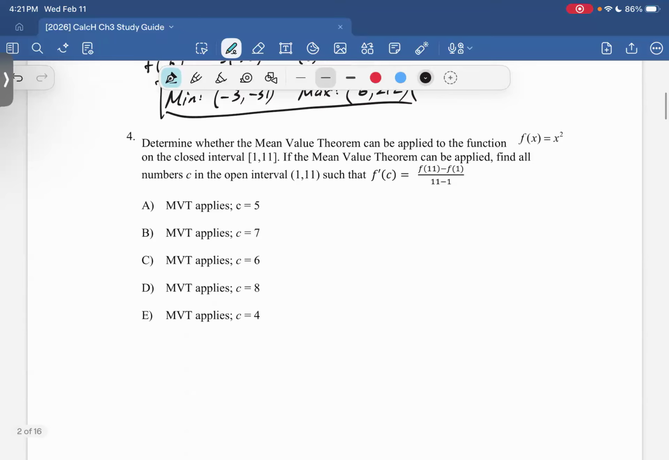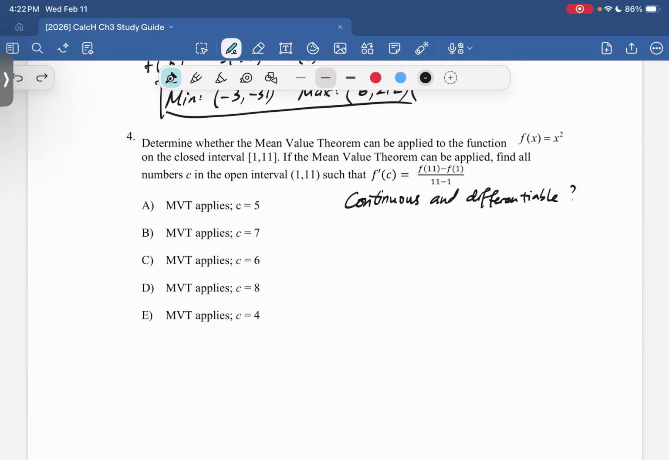Okay, question 4. Remember what the conditions are for mean value theorem, okay? So in order for mean value theorem to be applied, the function has to be continuous and differentiable. So is this function continuous and differentiable on the interval? Remember, it only matters within the interval. So x squared doesn't have any jumps or any corners, so we know it's continuous and differentiable. Okay. So that means mean value theorem can be applied.